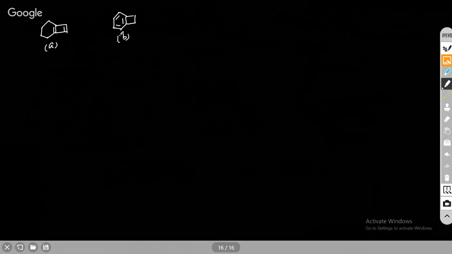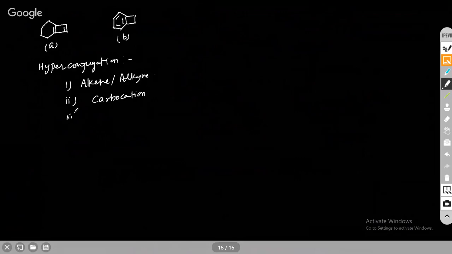Okay, guys, so last class we have discussed hyperconjugation. I am moving forward now. Just a 5 minute quick revision of this and then we'll move on. Hyperconjugation is possible in unsaturated compounds like alkene, alkyne. It is also possible in carbocation and in free radical. In these three cases only hyperconjugation is possible.